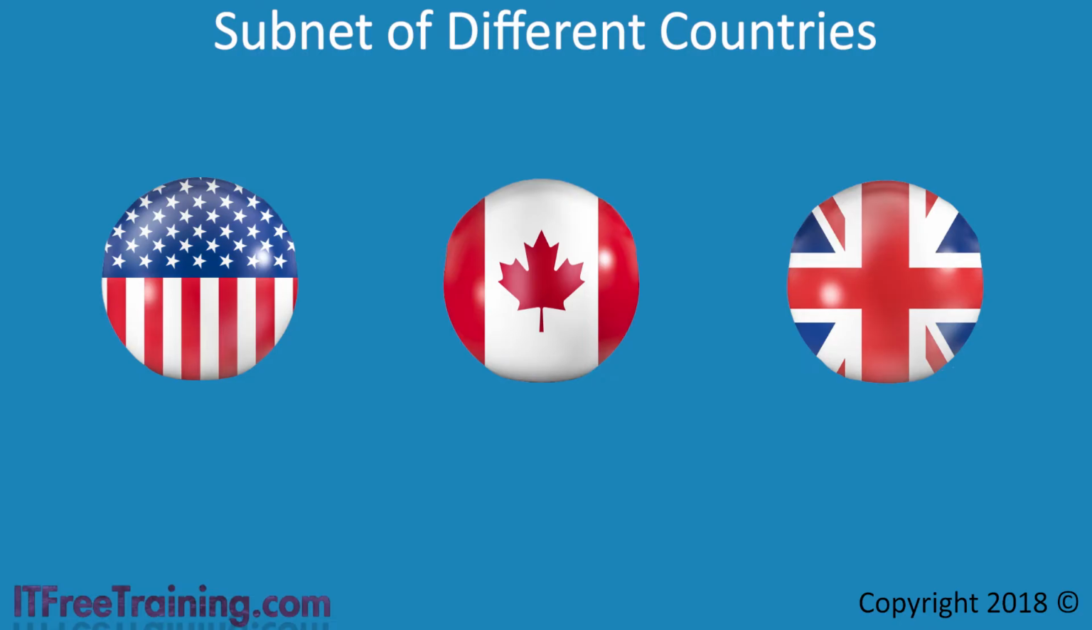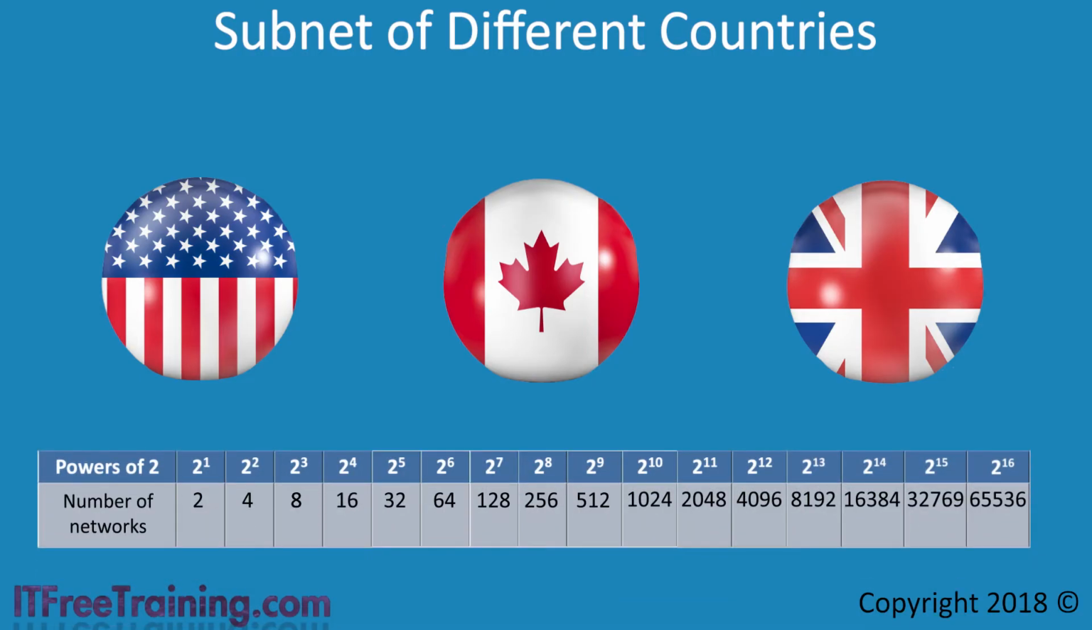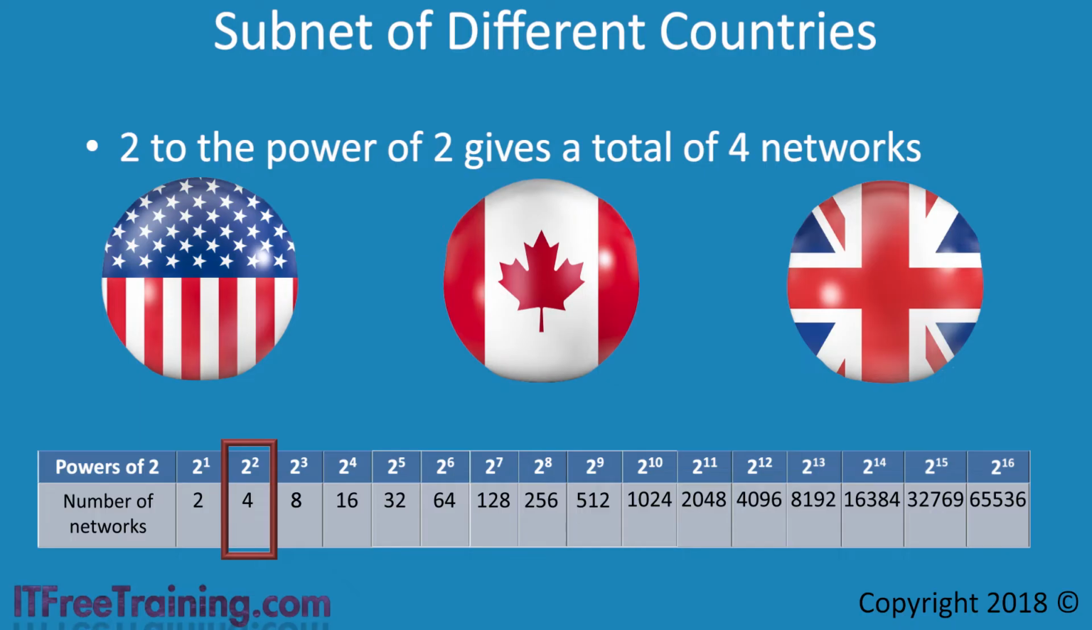To determine how many bits we'll need, we're going to take a look at the powers of 2 table. This table lists all the powers of 2 from 1 through 16. As it goes up, it allows more networks to be created. In this example, we have 3 countries, so at least 3 networks are required. If we look at the powers of 2 table, you can see that in order to get 3 subnets, we need 2 to the power of 2, which is 4. This means 2 bits are required. That gives us 4 subnets.